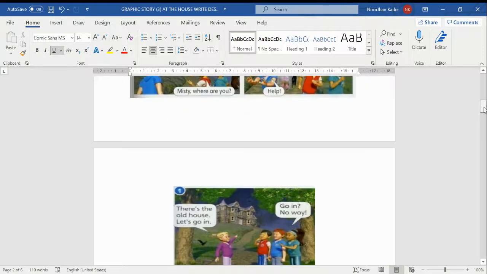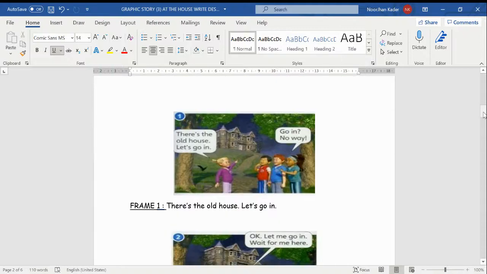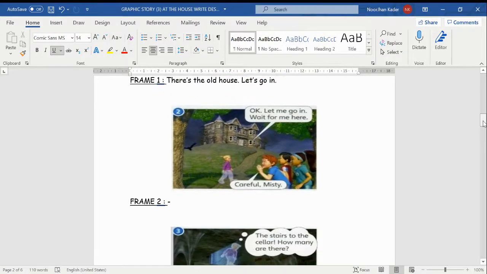But we still need to look at the pictures when we write a description. When we write a description of any characters or things or surroundings in the graphic story, we have to take note of the descriptive sentences, and also look at the pictures once again. You cannot just write a description based on the descriptive sentences alone. You still have to refer to all the pictures again. Okay, so we will come back here again.